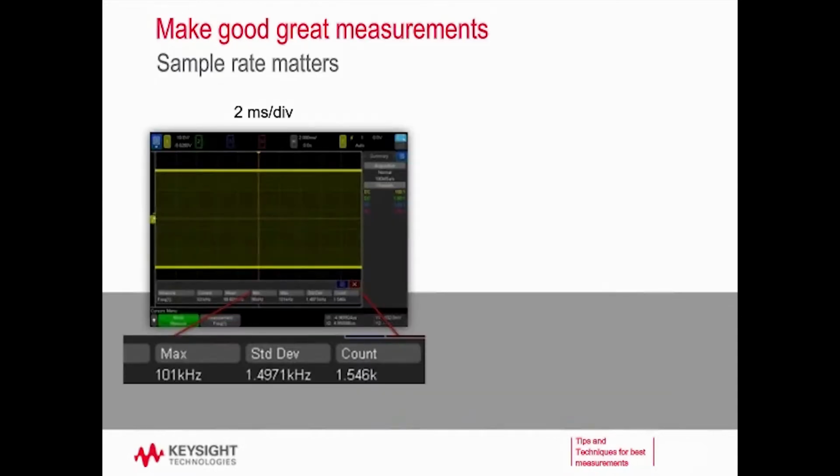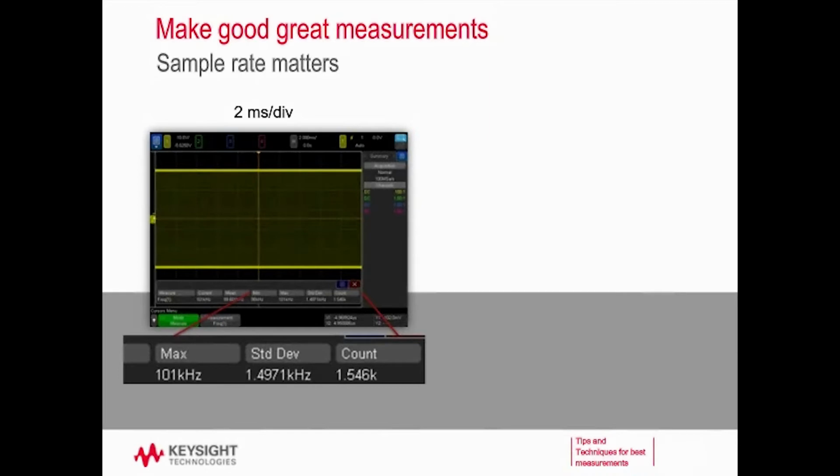So here I've set up the signal and I've zoomed out pretty far, and I'm making a frequency measurement. You can see some statistics along the bottom of the screen here. We expect this signal to be 100 kilohertz, and my standard deviation right now is about 1.5 kilohertz, and I've made that measurement about 1,500 times. Now this is pretty good. I'm getting about 1.5% accuracy on this measurement.